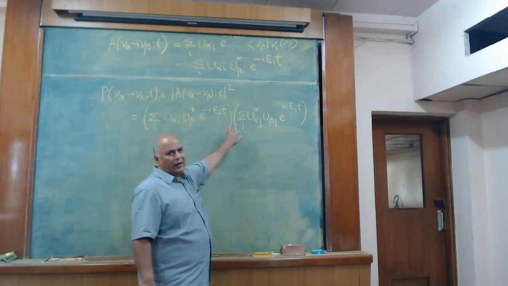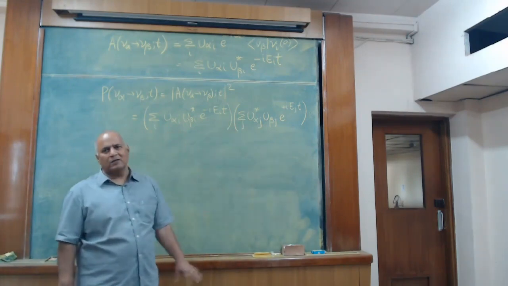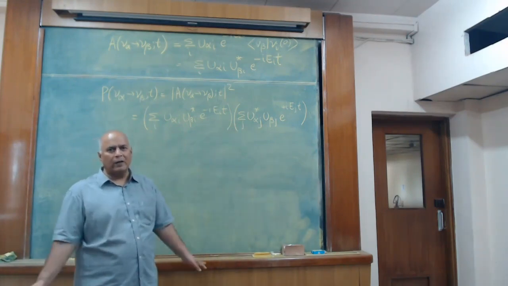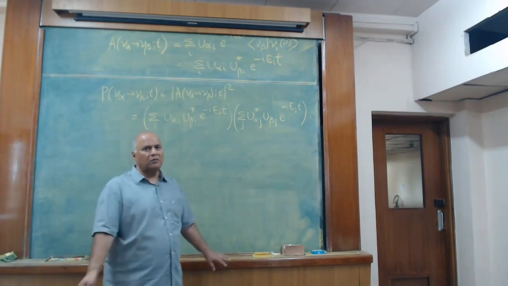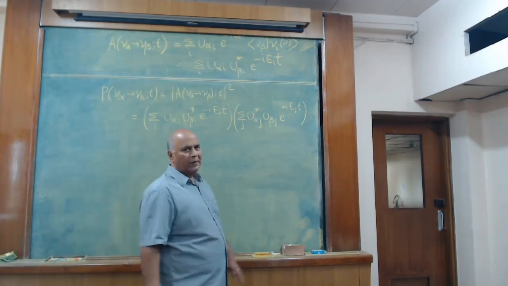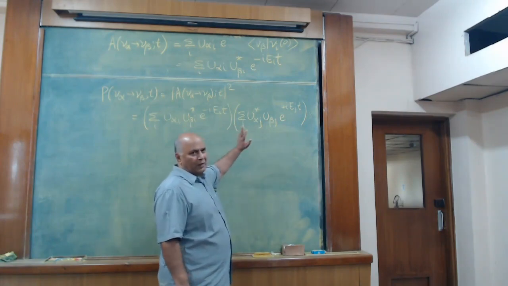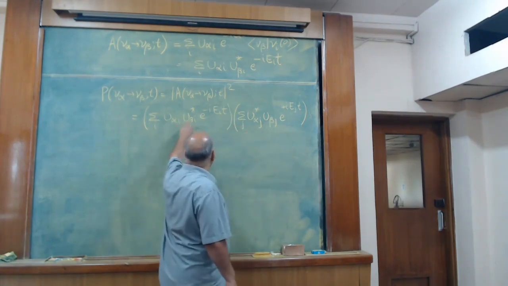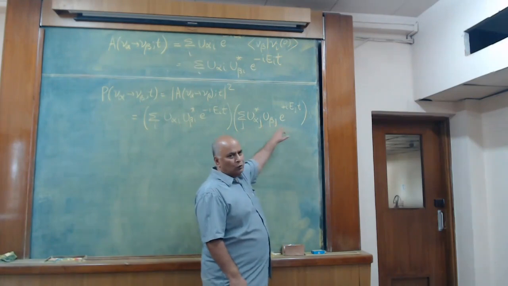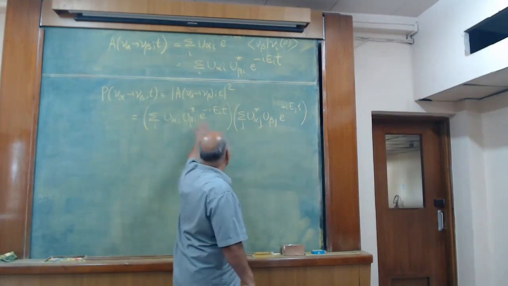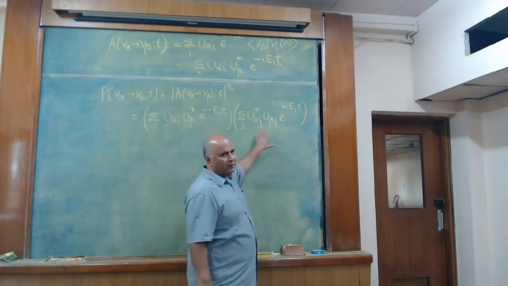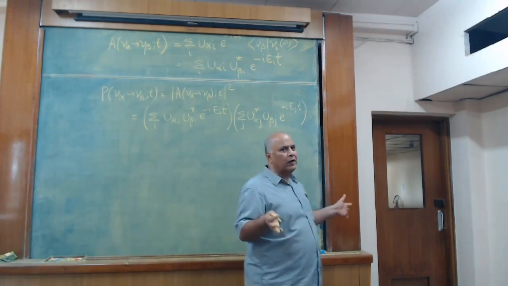There are cases where i is same as j, and there are cases where i is different from j. We will consider each separately. First, we consider the cases where i is same as j. So let's take i to be 1 and j also to be 1. There are 3 terms here, 3 terms here. So when I multiply, I should get 9 terms.